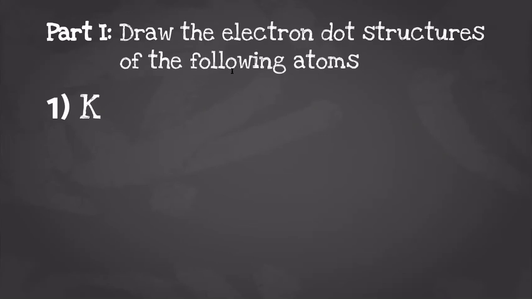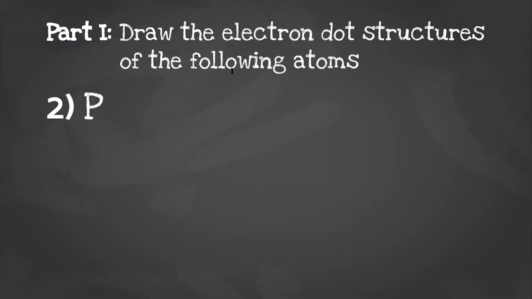For part 1 it asks, draw the electron dot structure of the following atoms. So for our first one, we have potassium. Potassium is in the 4th period and in the first group, so that means it's going to have 1 electron in the furthest shell, or 1 valence electron. So I'm going to draw my chemical symbol, K, for potassium, and then I'm going to add 1 electron. It doesn't matter on what side you place it as long as it's not in the corners and you only draw 1.